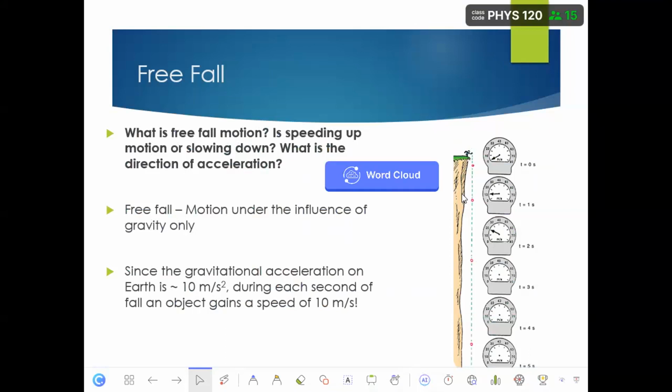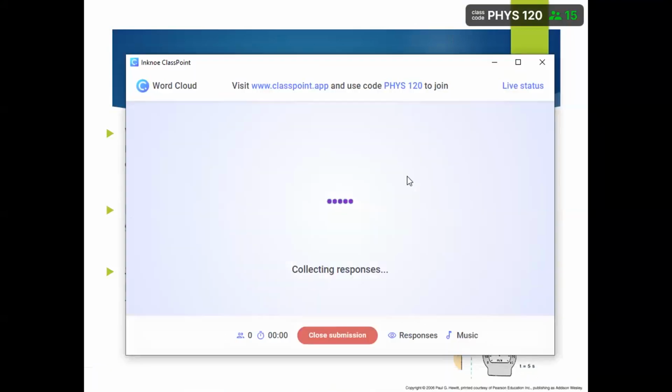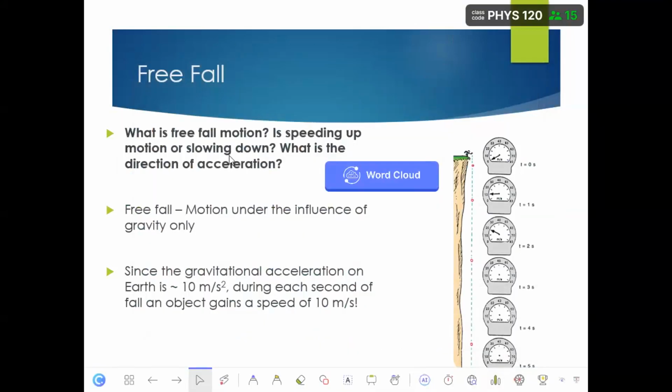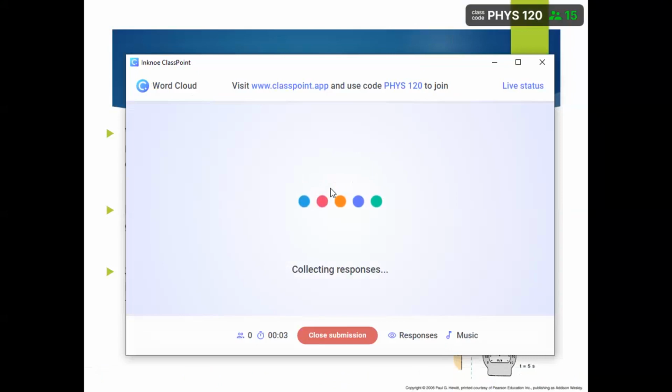One example of motion with acceleration is free fall. So I would like you to just explain. The question is, what is the free fall motion? Is it a speeding up motion or a slowing down motion? And what is the direction of the acceleration? Write down any information that you have.